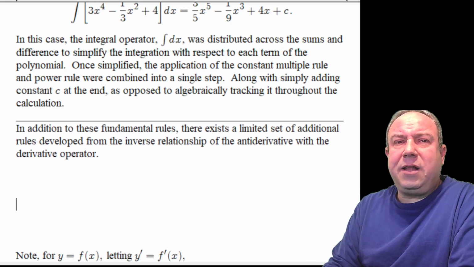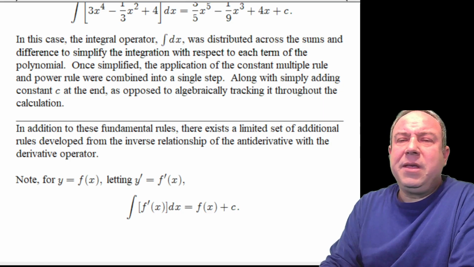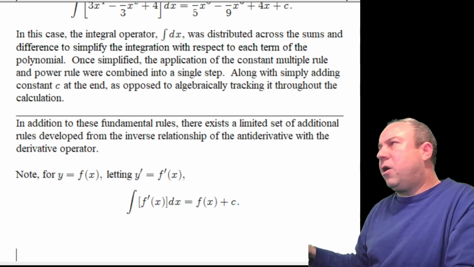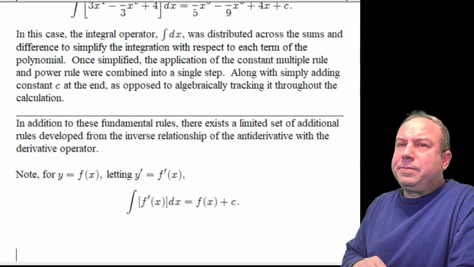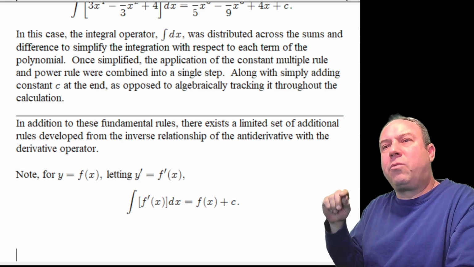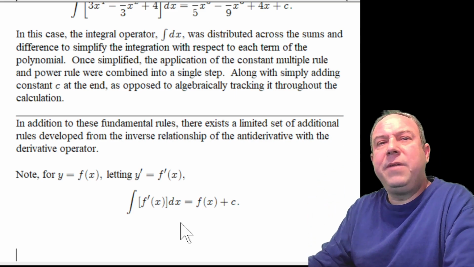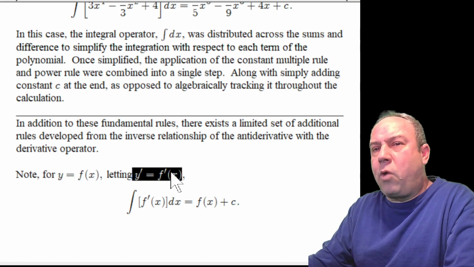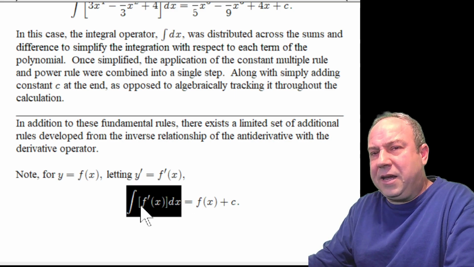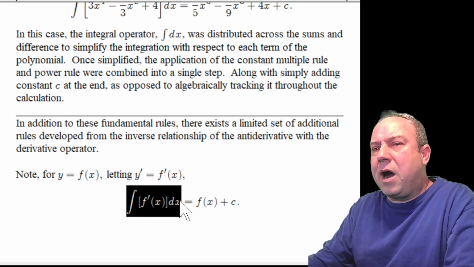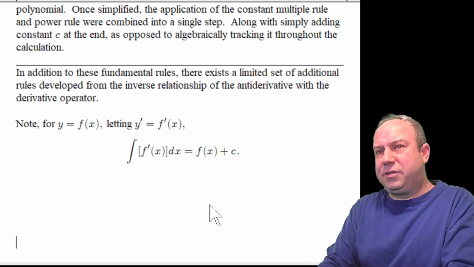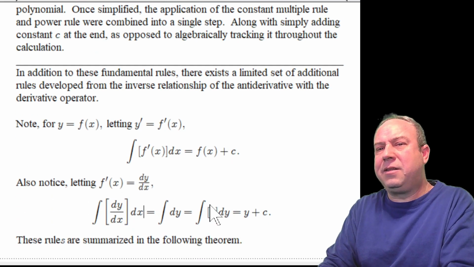And where they do develop from is that understanding that to be an antiderivative of a function, you are related to the function that you're the antiderivative of by taking your derivative. For y equals f of x, letting y prime be equal to f prime of x, what we're going to see in these relationships is that if I apply the antiderivative to f prime of x, these two operations cancel, and they're going to leave me with f of x. This relationship is what's going to be fundamental in the following theorems.